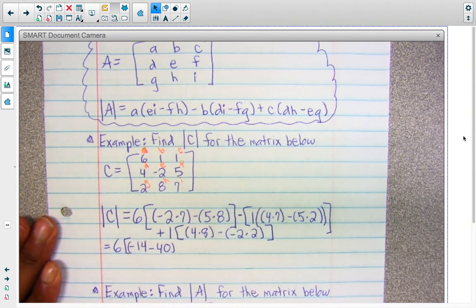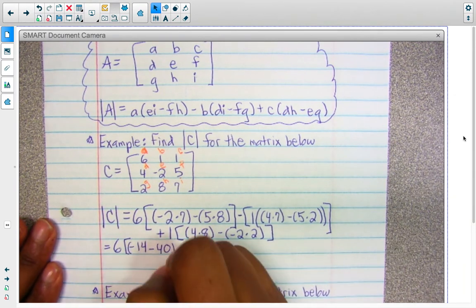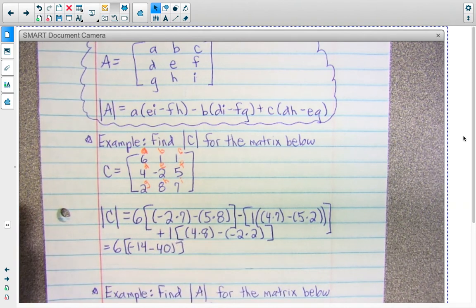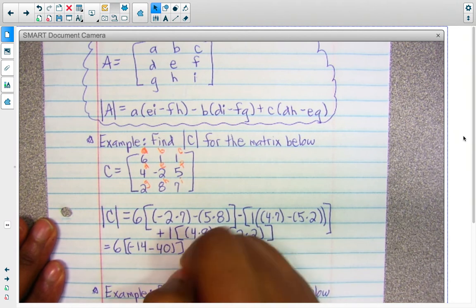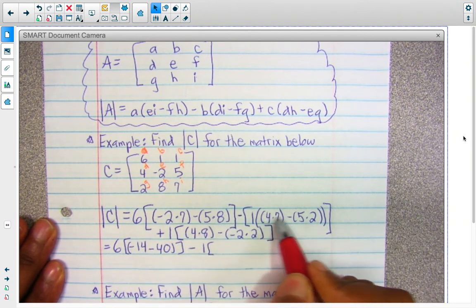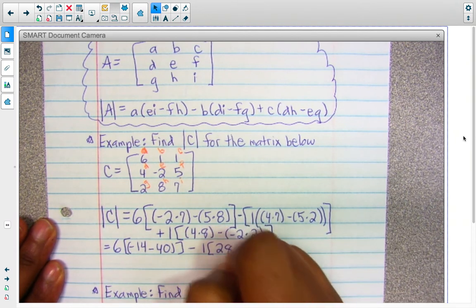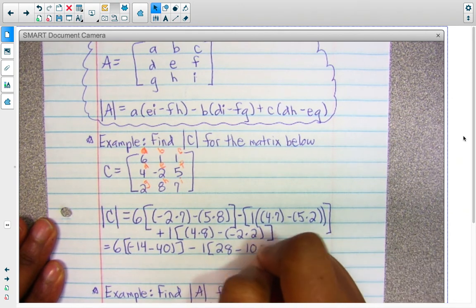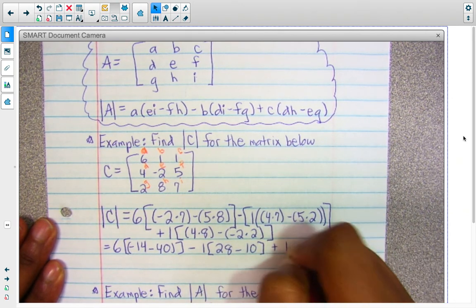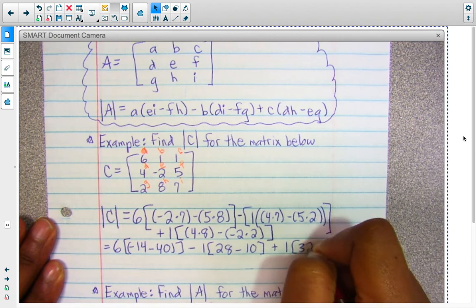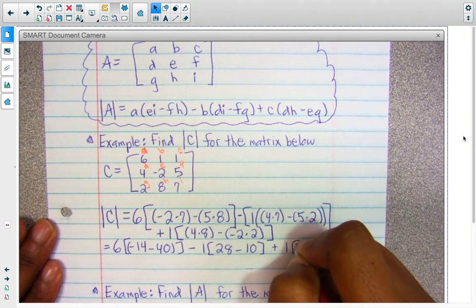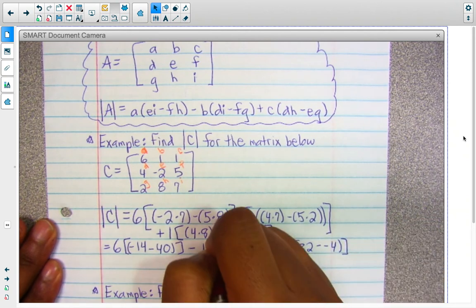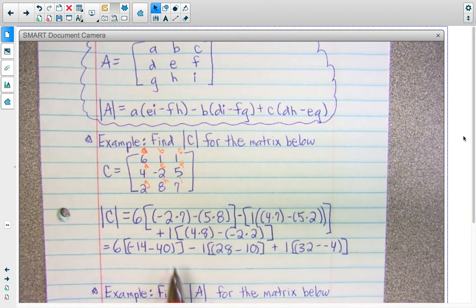So that's going to be us breaking that first part down. And I didn't need the brackets and parentheses there, just trying to show you where I got it from. And then if I wanted to go ahead and do 1, and I know this is going to be 28, and this is going to be 10, etc. And then this is going to be 132 minus -4.